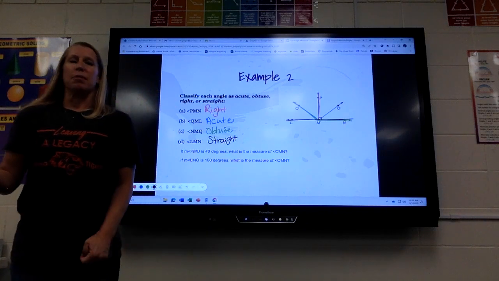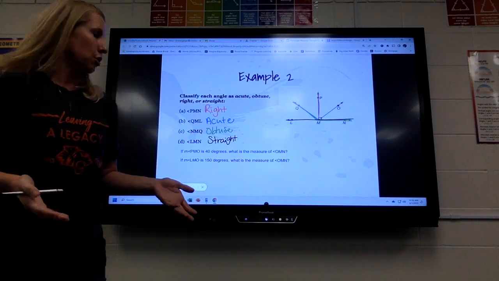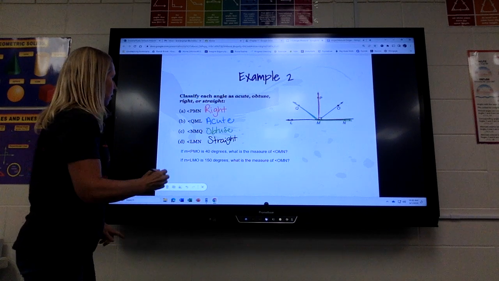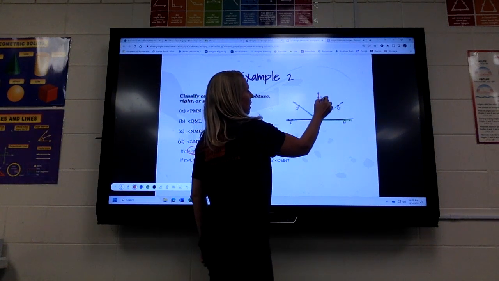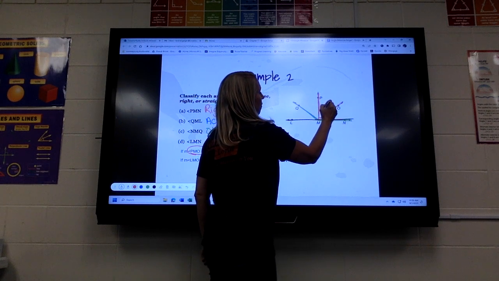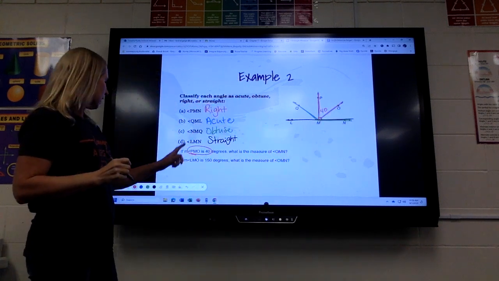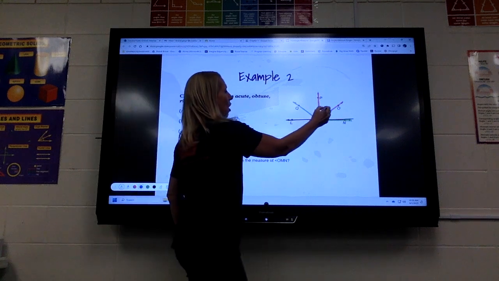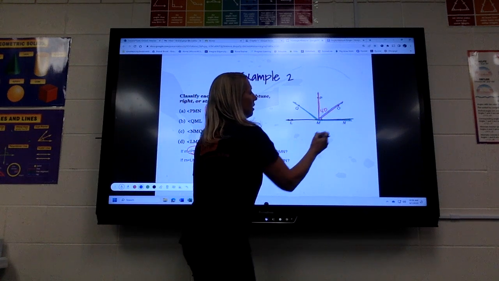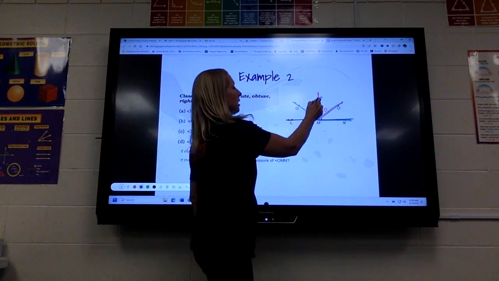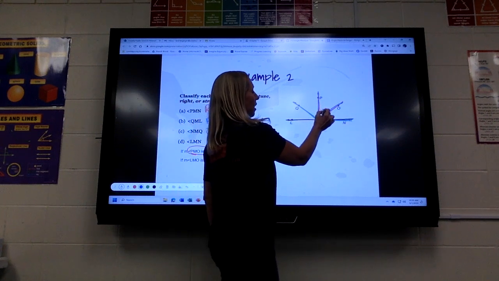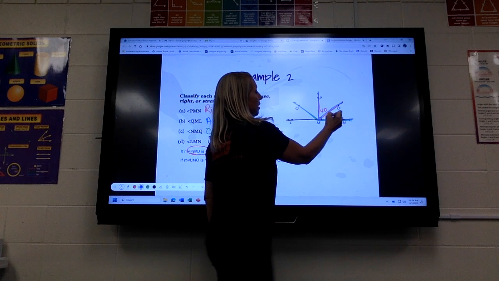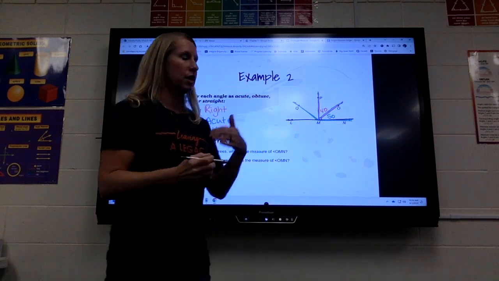But you'll have some problems too where you'll have to find the degree measure. So what if they tell us that angle PMO is 40 degrees? So PMO is 40 degrees, and I need to find angle OMN. Well, notice this is a 90-degree angle. So if you know that angle is 40, this angle would have to be 50 because 50 plus 40 is 90.